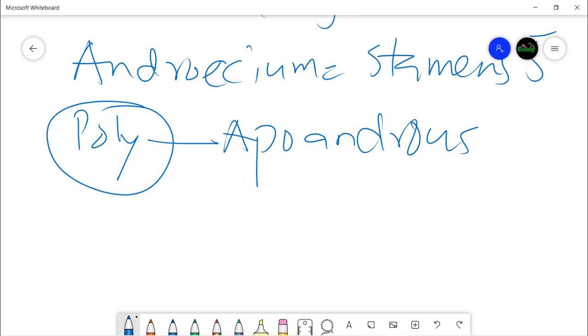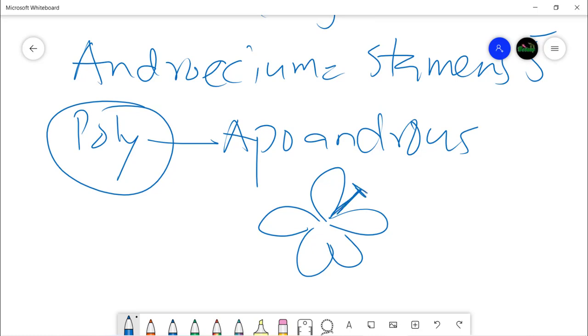The insertion of the stamens is such that they alternate with the petals. So if we have a flower in which these are, suppose, 5 petals, so the androecium are present here. This is the position of the stamens, that is they alternate with petals.